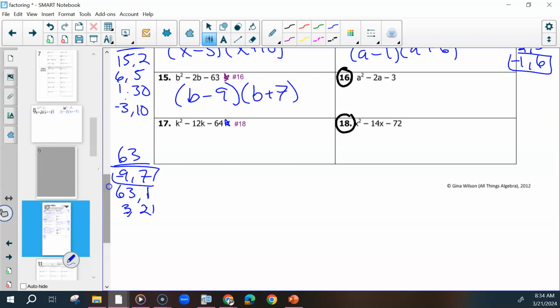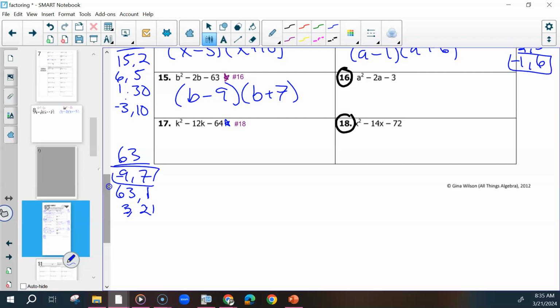So if you have a minus minus, one of them is still going to be negative, but the bigger number this time. You're allowed to use all of those, right? 9 and 7, 63 and 1. Not all of them would work. If I made one of these negative and I added them together, would they give you a negative 2? No. What about 3 and 21? If I made one of them negative and added or subtracted them together, would you get negative 2? So only one pair is going to work.